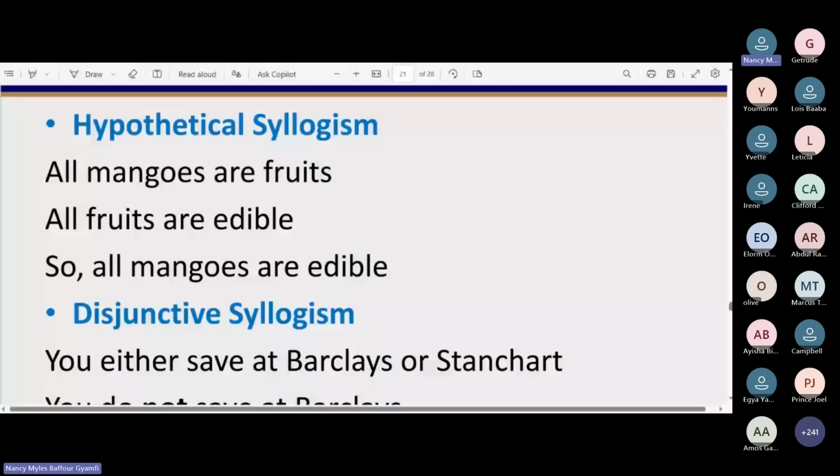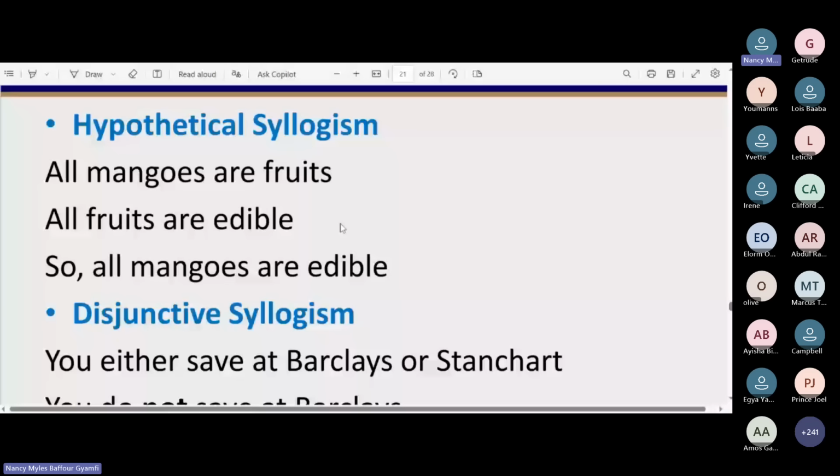Because it is a consequent in the first premise and an antecedent in the second, one thing is playing both antecedent and consequent roles. So it will cancel itself out. Then you can move it and conclude, therefore, that all mangoes, the starting point, are what? Edible, the last point. That is it.